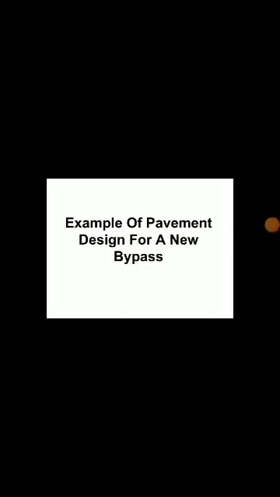So now let's proceed to an example of pavement design for a new bypass. This example is to help you understand better. The data gathered is a 2-lane single carriageway. Then the initial traffic in the year of completion of construction.